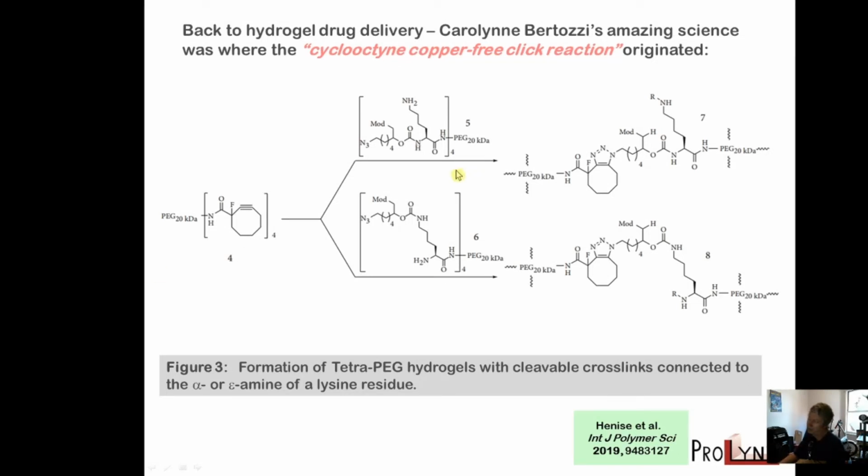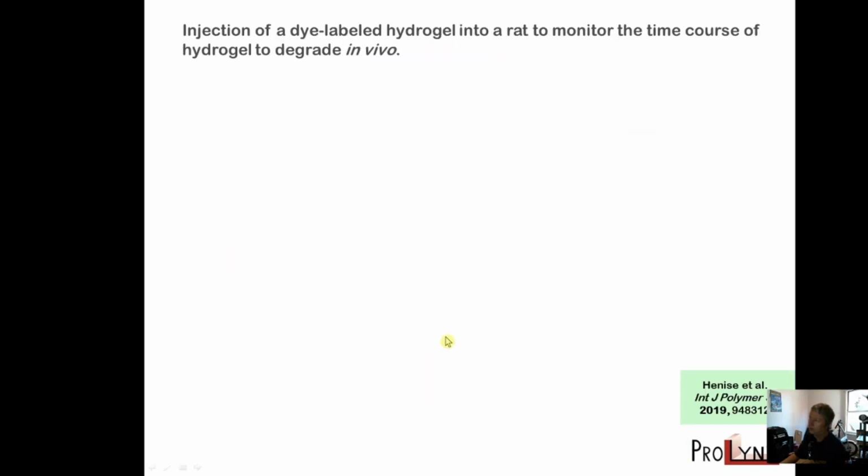Okay, and so what are some of the follow-up studies they did once they made these? One of the things they did is they injected dye-labeled hydrogel into a rat to monitor the time course of the hydrogel's degradation in a living organism. So they were able to kind of follow the hydrogel degradation.